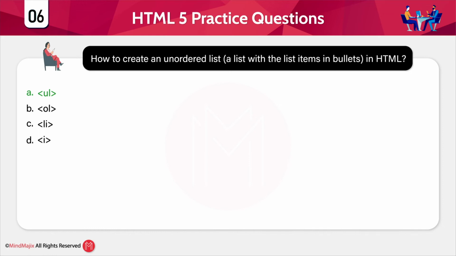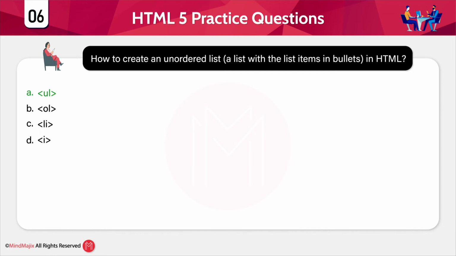OL is for ordered list. LI is for listing out the items. It is a subtag of UL or OL, guys. And I is to make the text italic. If you want to display the text in italic font, then we use I, or EM also we can use.